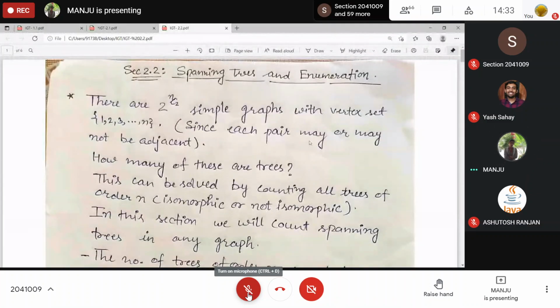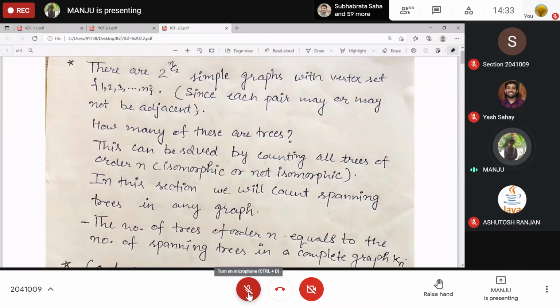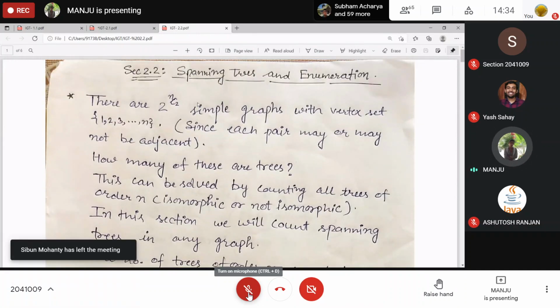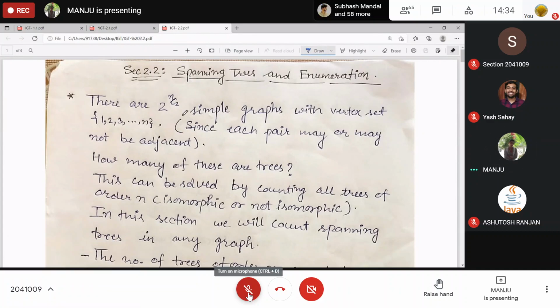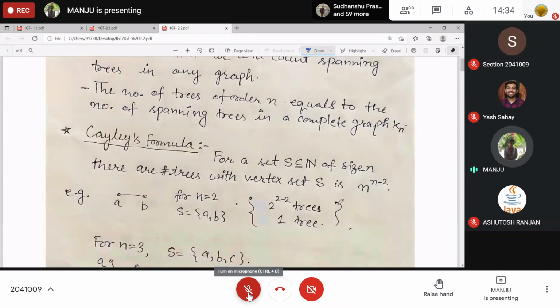Then in 2.2, we discuss spanning trees. The number of simple graphs with n vertices is total 2 raised to the power nC2. Here, some may be isomorphic to others, and some are not isomorphic, so I'm not saying different. Out of these simple graphs, some have cycles, some do not, some are connected, some are not. All those which are connected acyclic graphs of order n are trees of order n. How many of these exist? n raised to the power n minus 2. This is your Cayley formula.